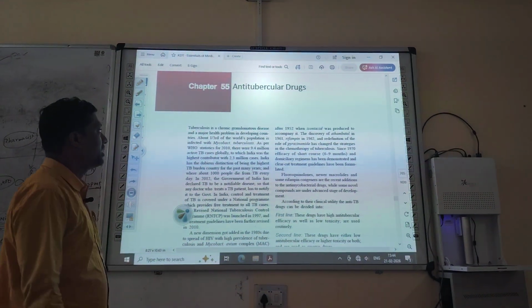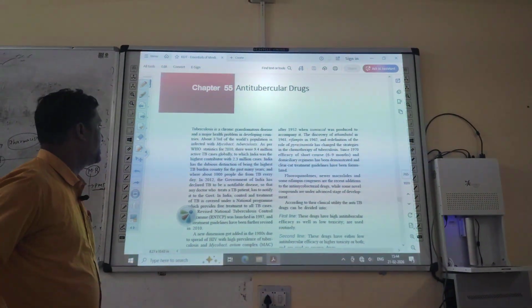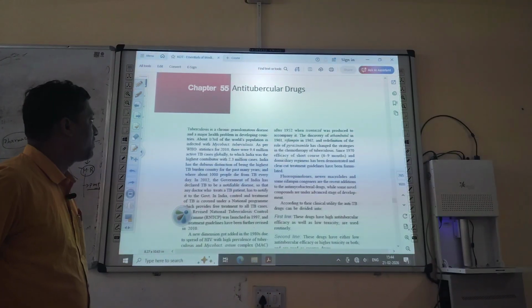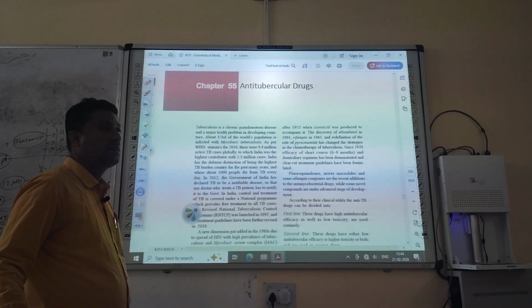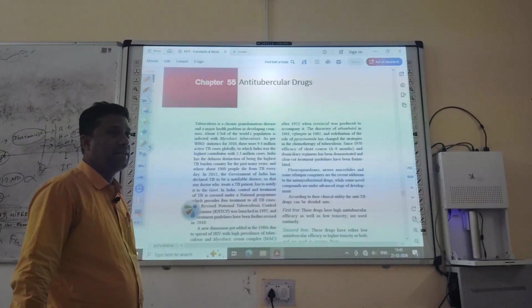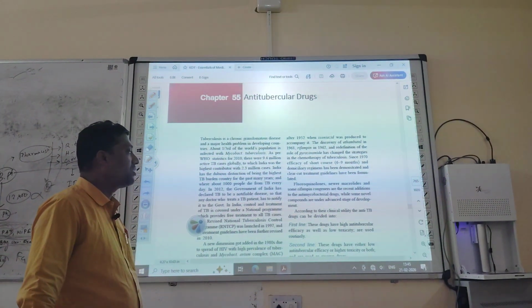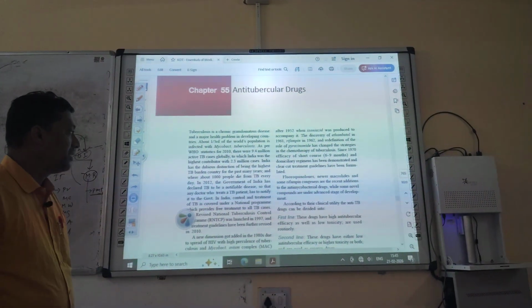Tuberculosis is a chronic granulomatous disease and a major health problem in developing countries. It is a chronic disease, tuberculosis. Okay, TB. The long-term treatment is there.